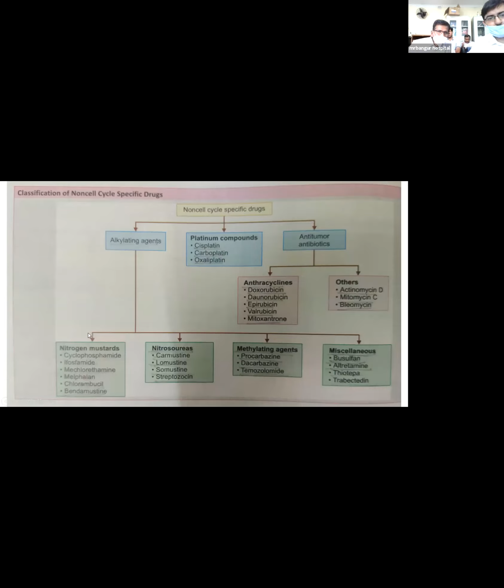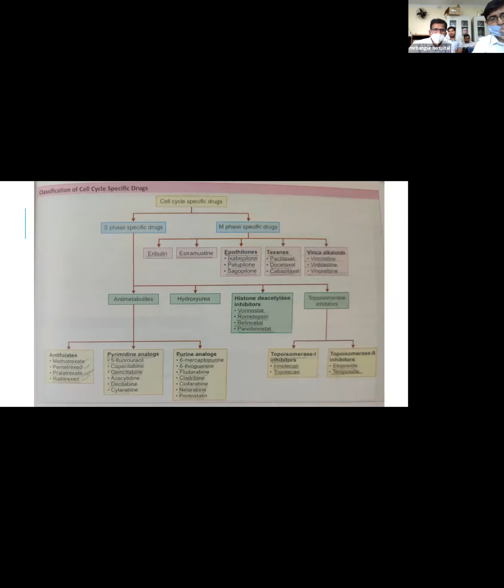So we broadly see the classification of the non-cell cycle specific drugs. These include alkylating agents such as cyclophosphamide, carmustine, methylating agents such as procarbazine, and miscellaneous agents such as busulfan, platinum compounds such as cisplatin, carboplatin, and anti-tumor antibiotics such as anthracyclines, and others such as actinomycin D and mitomycin C.